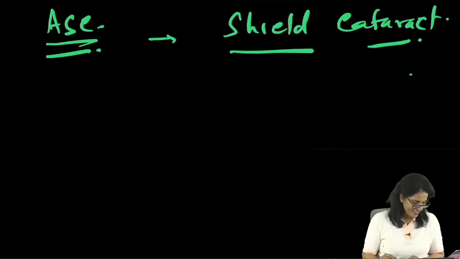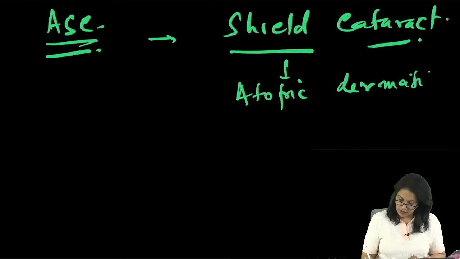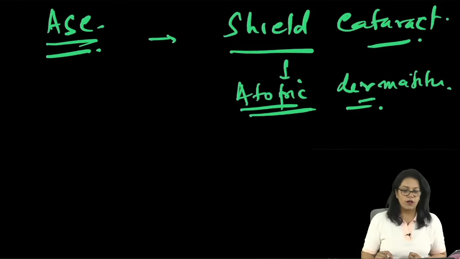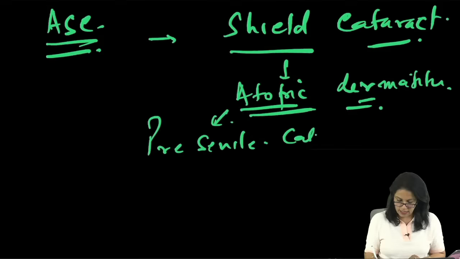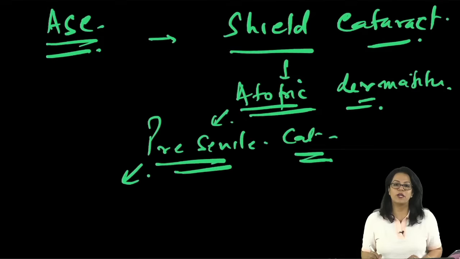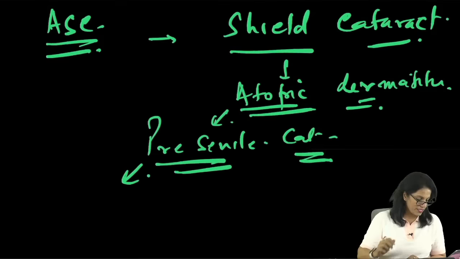We will remember this. Atopic dermatitis is what? It's a presenile cataract. Okay, all of you, what is the name of the other presenile cataract? Other presenile cataract. Name of the other presenile cataract, all of you. Come on, tell me. One is atopic. Second, you can say diabetes. What is the next very important presenile?